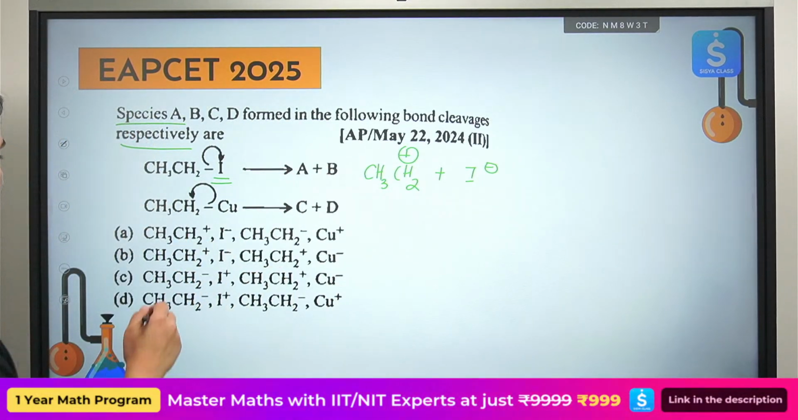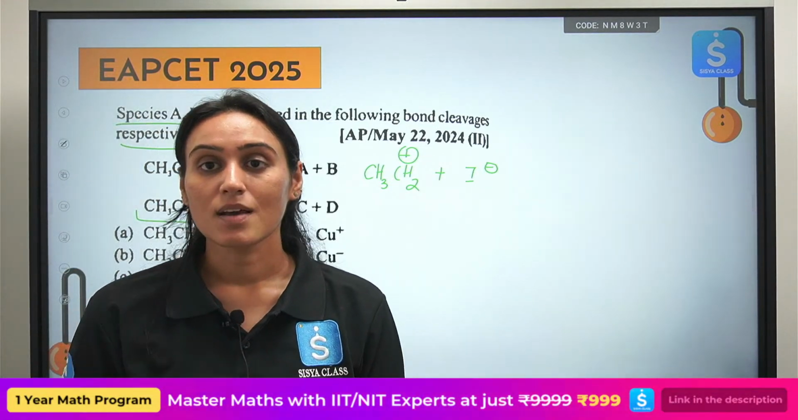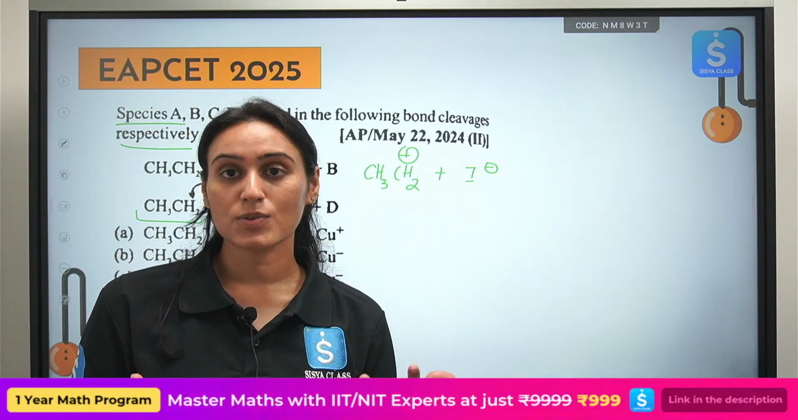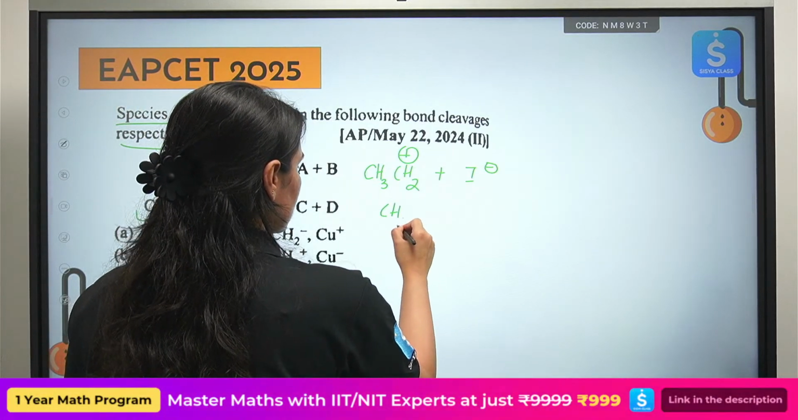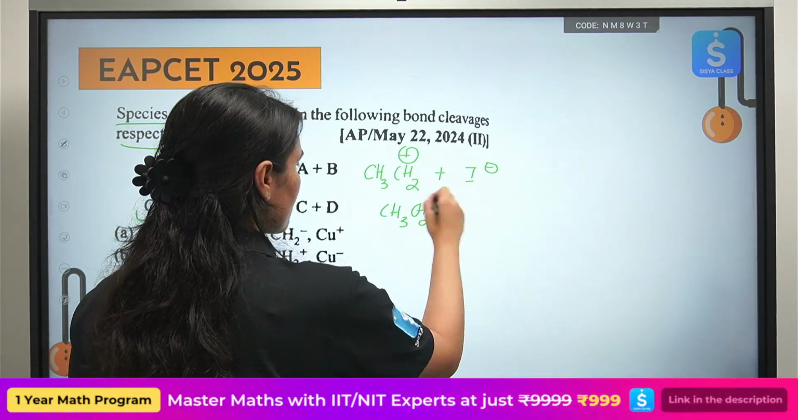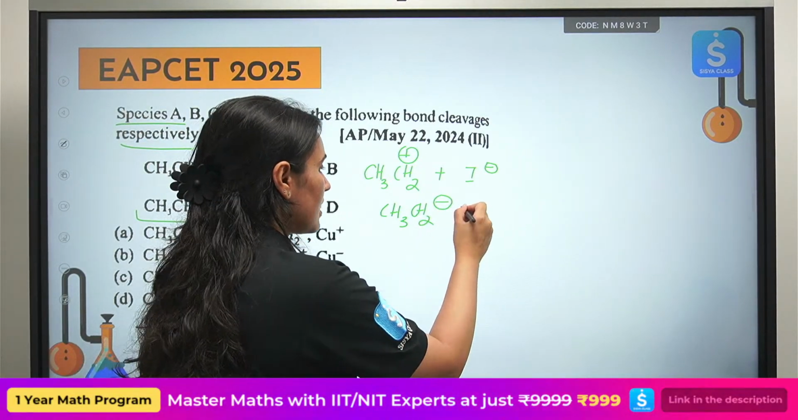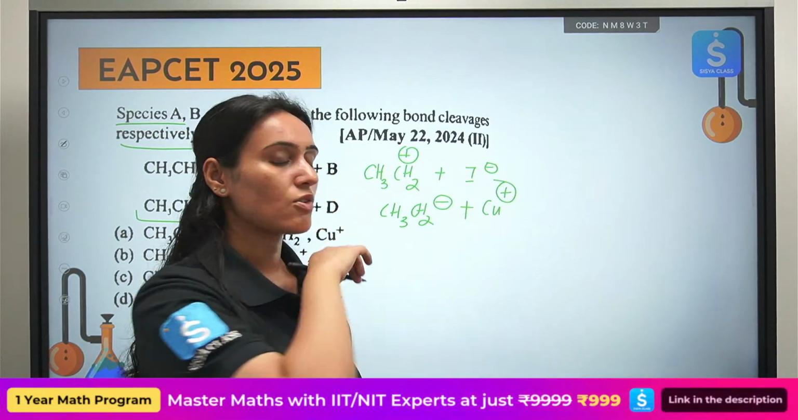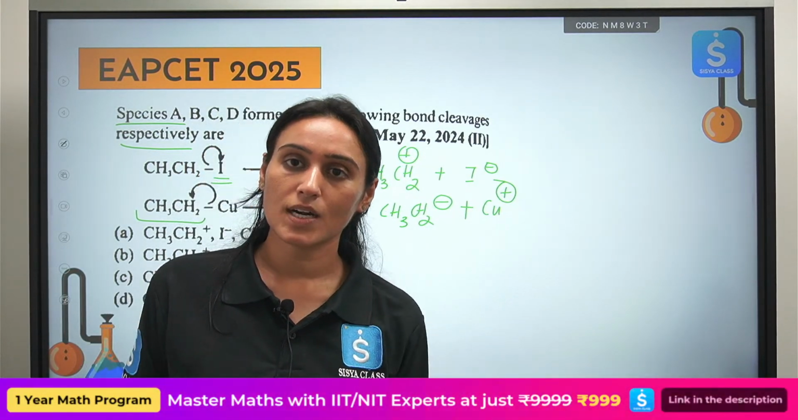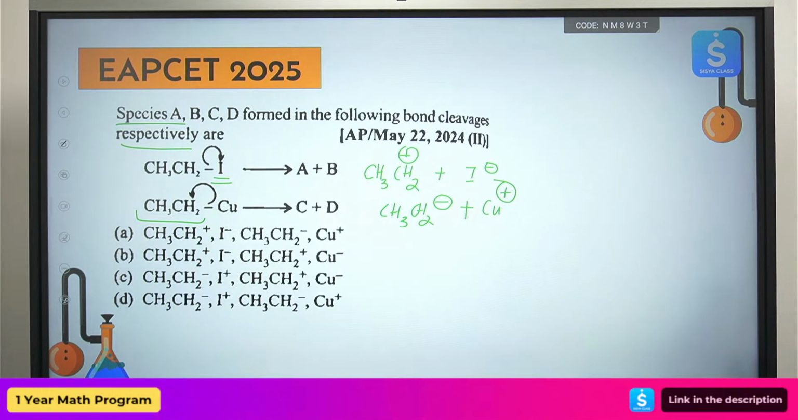What about this one? In this case, they are saying that alkyl group is taking the electron density because it is much more electronegative than copper. Okay, we can do that also. So CH3CH2 minus, the one which takes the electron density gets the negative charge and the other one will become positively charged. I hope it is making sense to all of you and you are done. Okay. So what would be our correct answer? What is A, B, C and D?